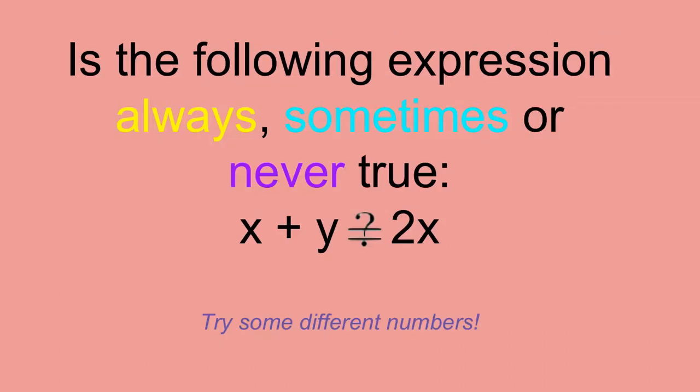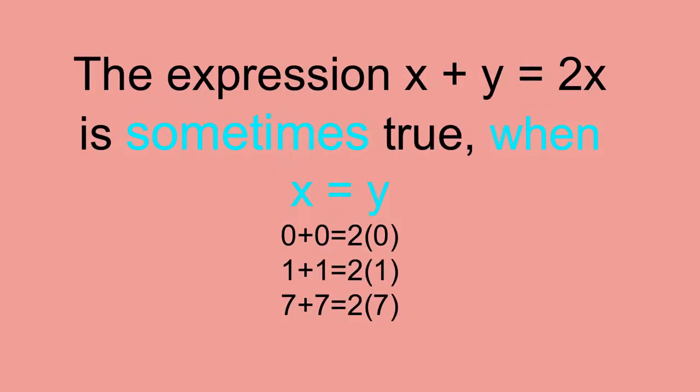Okay, how about this? What if we're looking at something like x plus y? When does that equal 2x? Well, there's not a lot of things that you add together that make double the first thing unless those things are the same, because you end up doubling it. So let's take a look. The answer is they are sometimes true when x equals y. So if they're the same, 0 plus 0, as you can see, is the same thing as 2 times 0. 1 plus 1, 7 plus 7 are the same thing as doubling all of those. So when the x value equals the y value, we say that they're true.